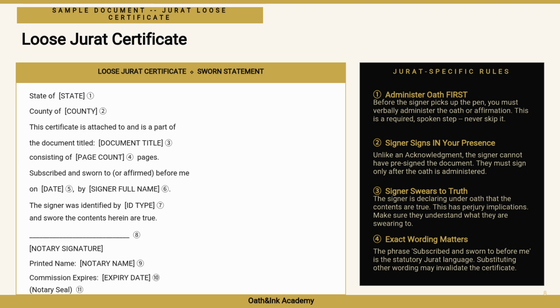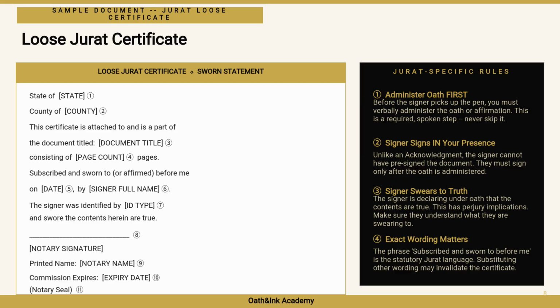Next, and this cannot be overstated, before the signer picks up the pen, you must verbally administer the oath or affirmation. You say something like, "Do you swear or affirm that the statements in this document are true to the best of your knowledge?" They respond affirmatively. Then they sign. The oath comes first, always. And unlike an acknowledgment, the signer cannot pre-sign a document that requires a jurat. The signing must happen in your presence after the oath.